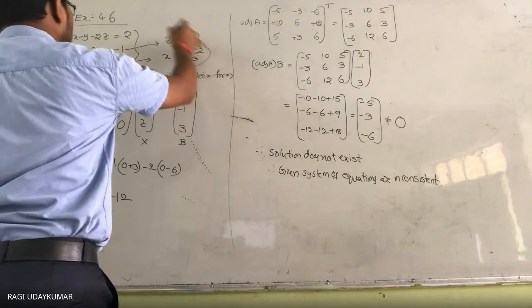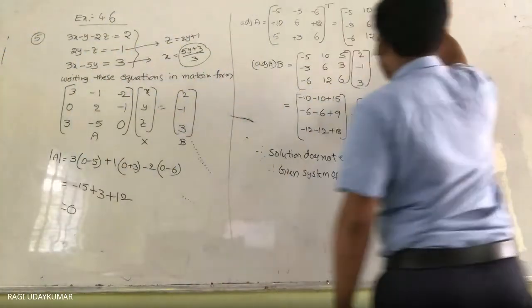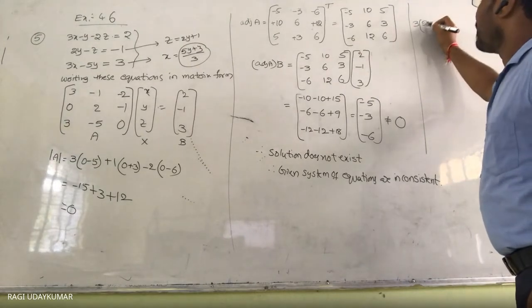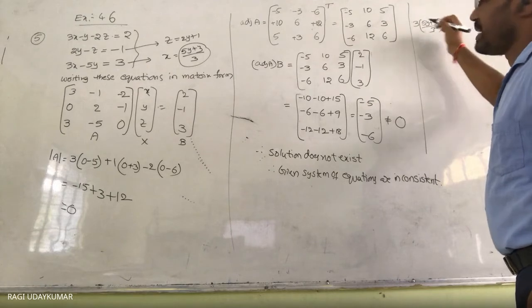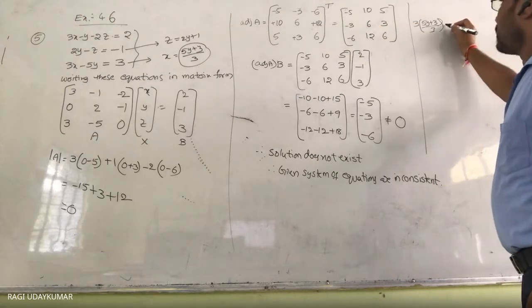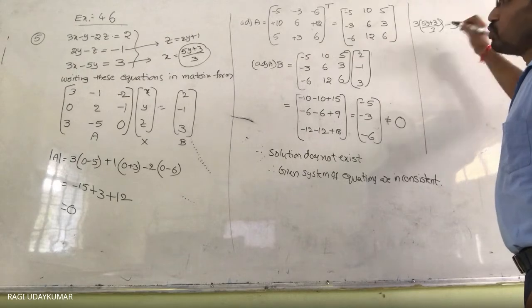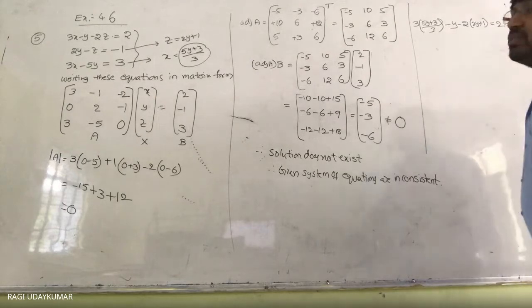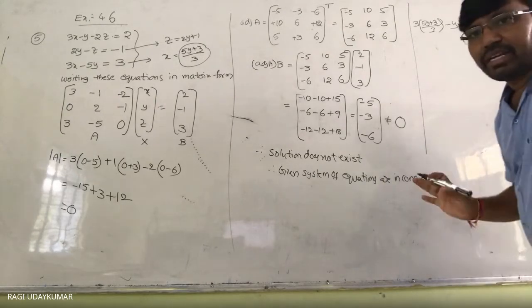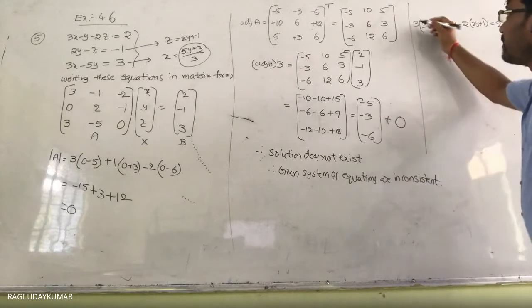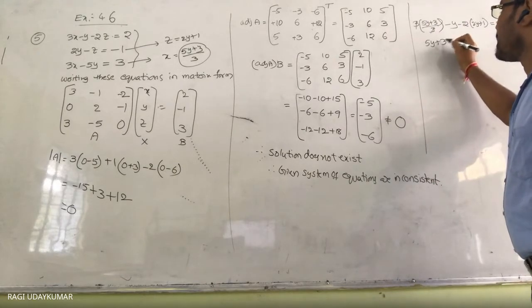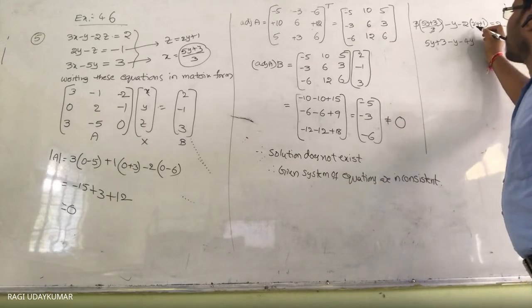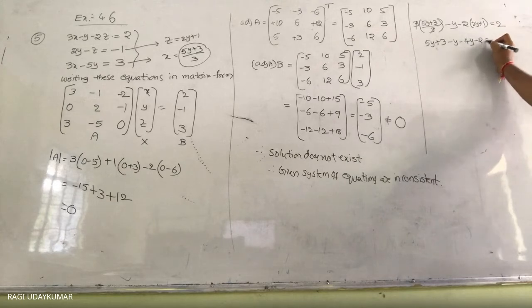They have asked us to substitute these two into this equation, so here I am going to substitute. Like this, you need to do 3 times (5y plus 3) by 3, minus y, minus 2z. In place of z, take 2y plus 1, is equal to 2. Everything is converted into y, and these will get cancelled: 5y plus 3 minus y minus 4y, and then minus 2 is equal to 2.